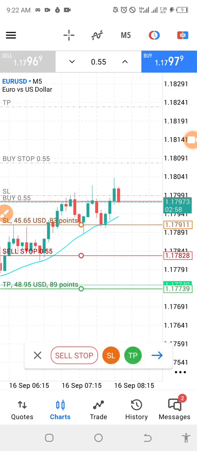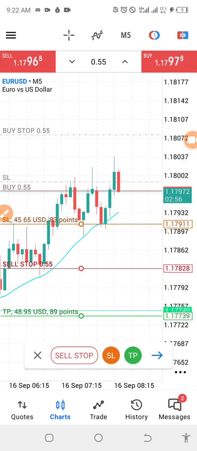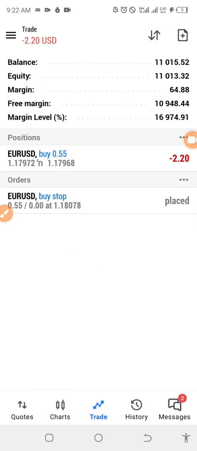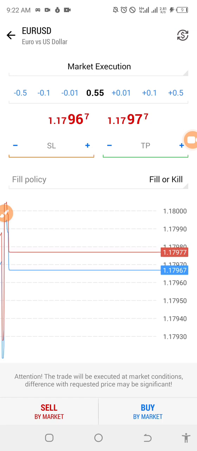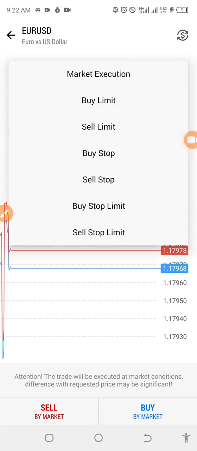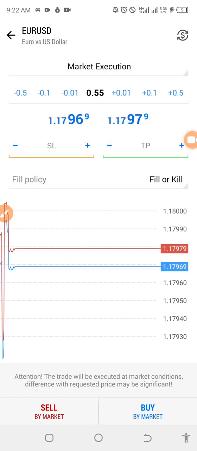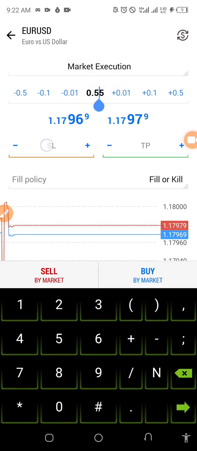So these are all different kinds of pending orders. Understand? This is another way to get in. You can click on trade, and here you can put your market execution, buy limit, sell limit, buy stop, sell stop, buy stop limit. All these are the different order types. Here you can put your lot sizes. Here you put your stop loss.